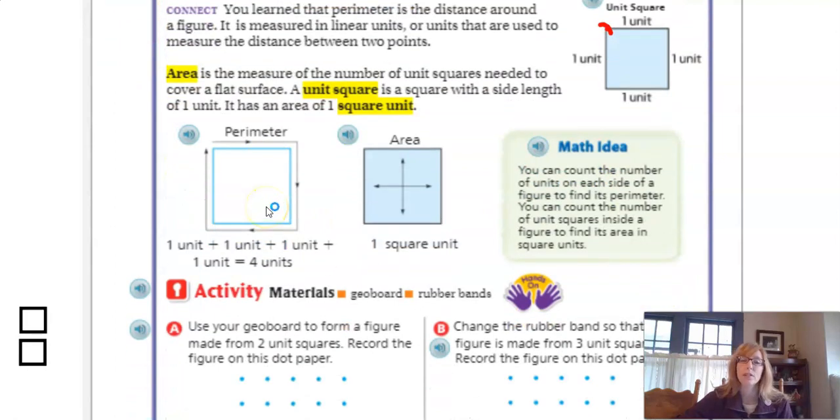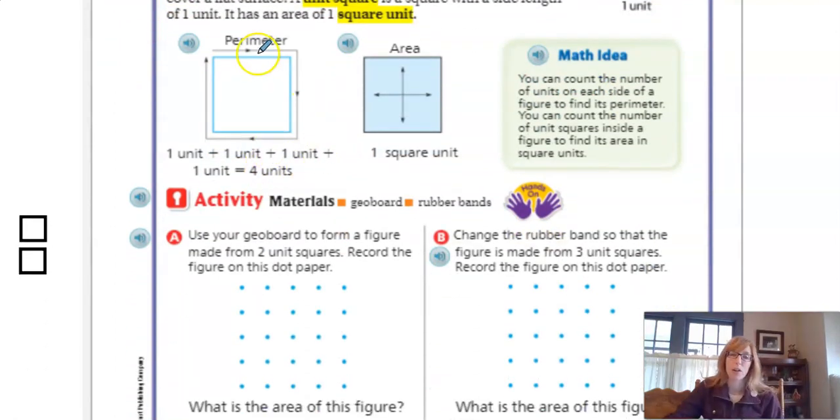So let's look at perimeter versus area. Perimeter, and here's where he broke it apart, is the distance around something. So you have 1 plus 1 plus 1 plus 1. So that's 4 units. To go around something, remember, think of that man walking around a fence line. Whereas the area, we're talking about the inside space.